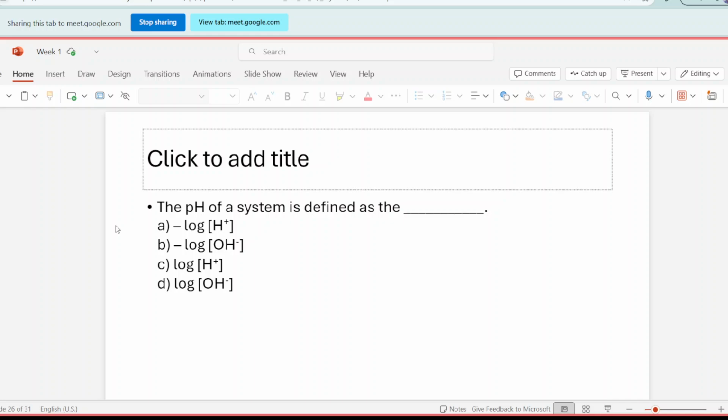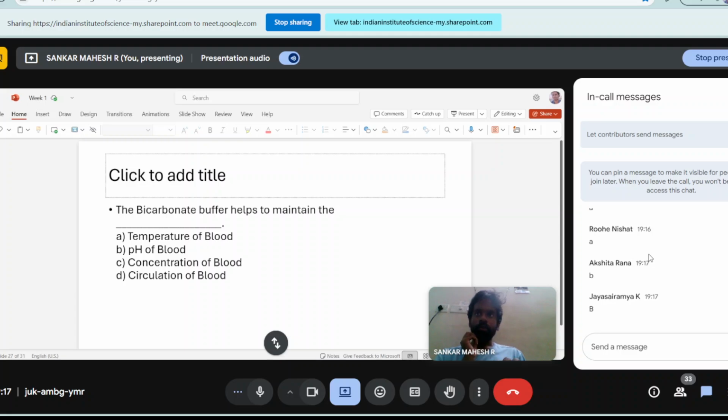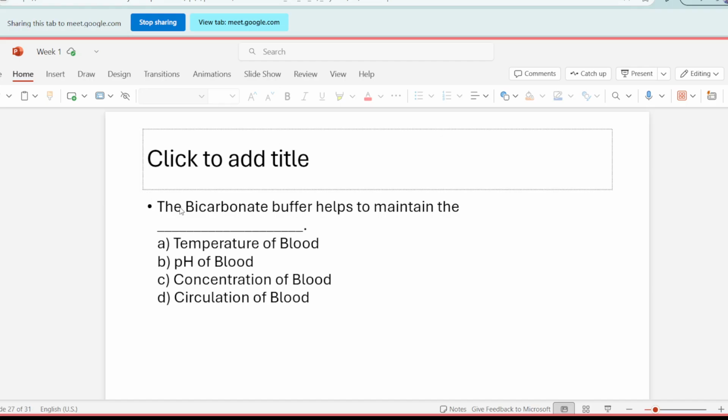The next question is, the pH of the system is defined as. Okay, you would be familiar with this from your school level. It's the negative logarithm of H plus ions. Option A. And what does bicarbonate buffer help to maintain? pH of blood. Yeah, right. Any buffer that we use is helpful to maintain the pH range independent of whatever product is being formed. So it maintains a pH at a particular range and doesn't allow it to be altered substantially. So here it means pH of blood. Right.